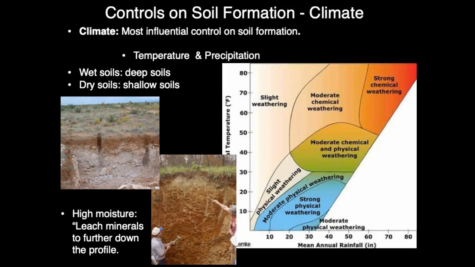Okay, for a second control on soil formation, we have climate. Climate is now considered to be the most influential control in soil formation. Temperature and precipitation are the elements that exert the strongest impact on soil formation. As examples, a wet and hot climate will produce a thick layer of chemically weathered soil, at the same time that a cold and dry climate produces a very thin mantle of mostly mechanical weathering debris.